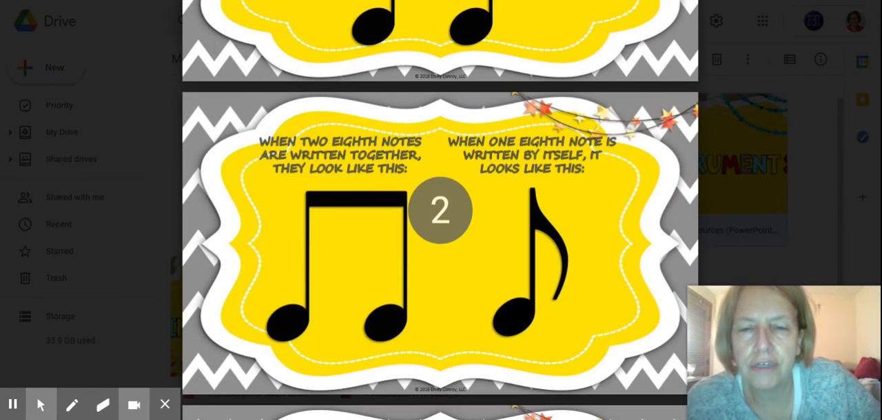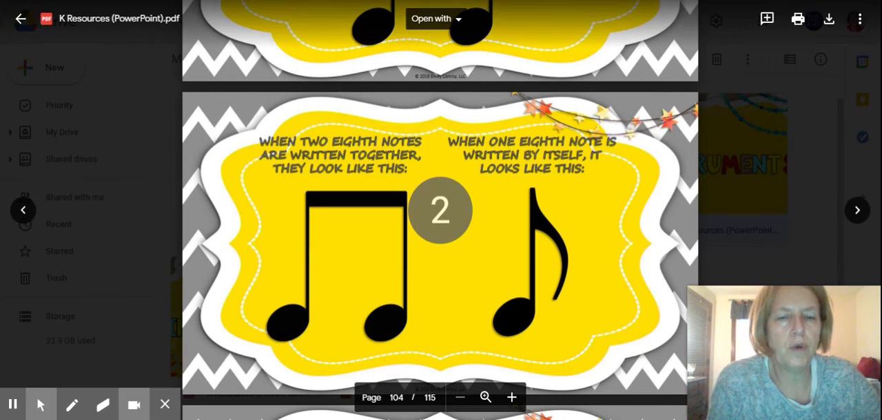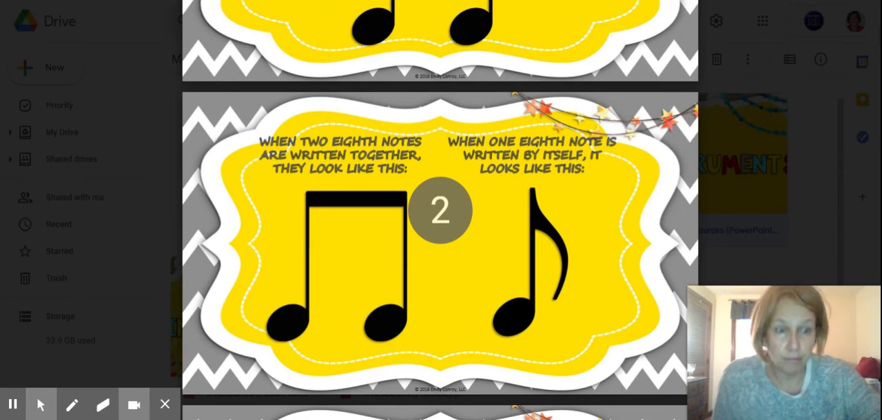When 2 eighth notes are written together, they look like this. And of course, when 1 eighth note is written, it looks like that. We've seen them both ways.